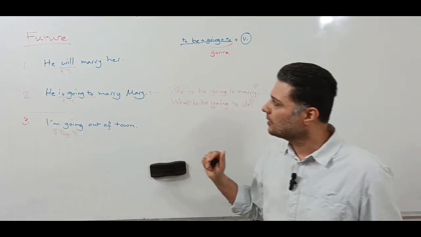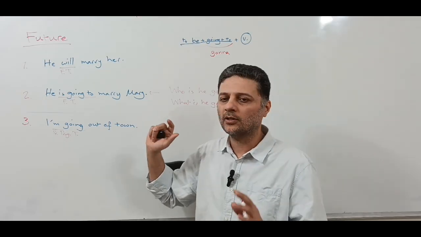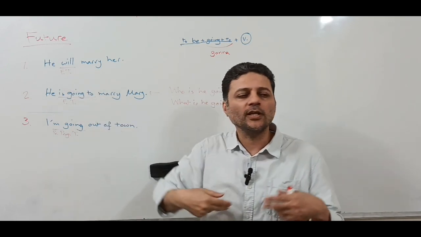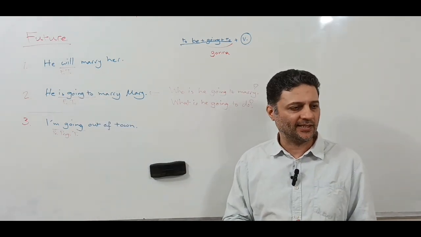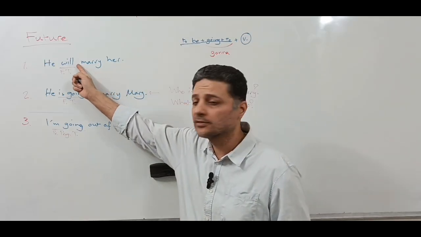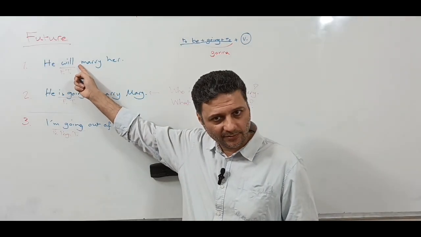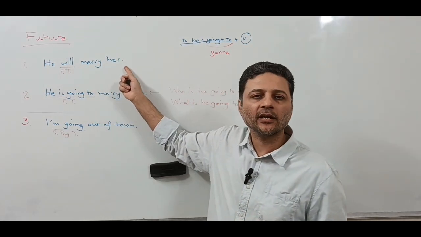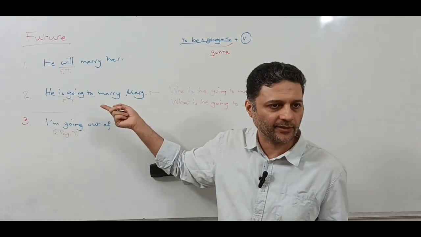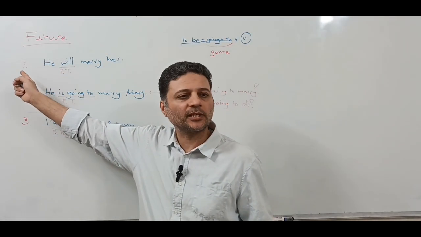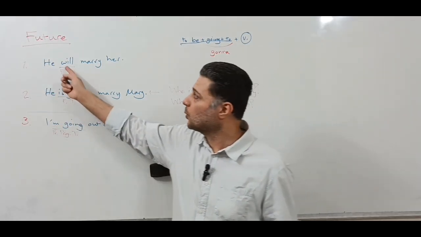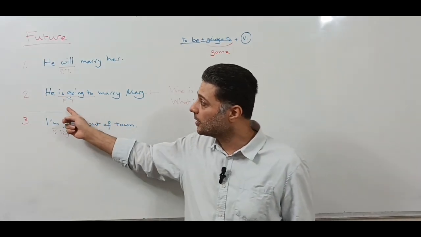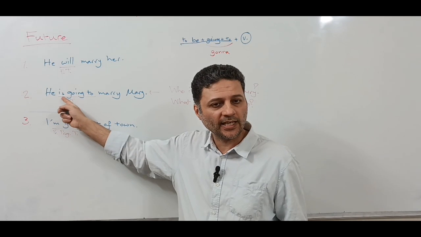Now let's cover the other areas. For will, how do we come up with the negative structure? We put not here. Will not, won't. The contracted form is won't. So he will marry her, he won't marry her, he will not marry her. And for the question, you put will at the beginning. Will he marry her? Yes, he will. No, he won't.